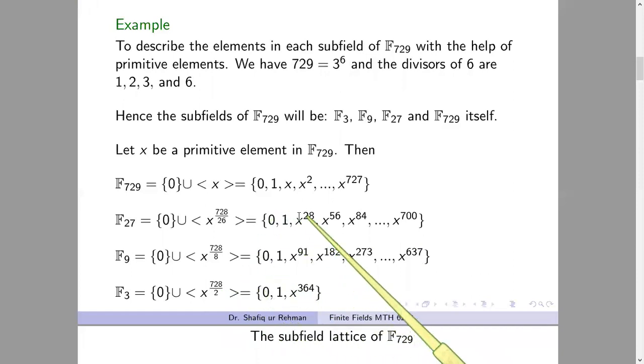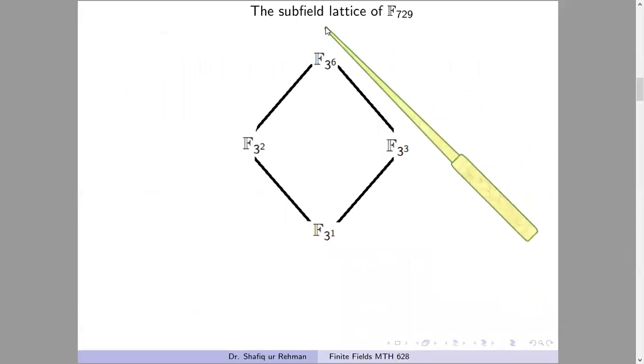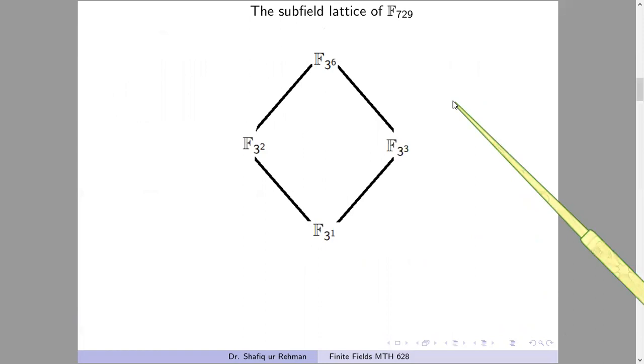So you can see here directly that F9 and F27 have no containment in each other. X power 91 is here, is not here. X power 28 here is not here. So these fields have no relation. This will be contained in everyone. So this is the subfield lattice of the subfields of F729.